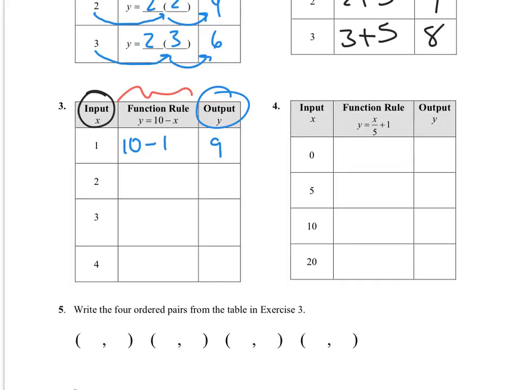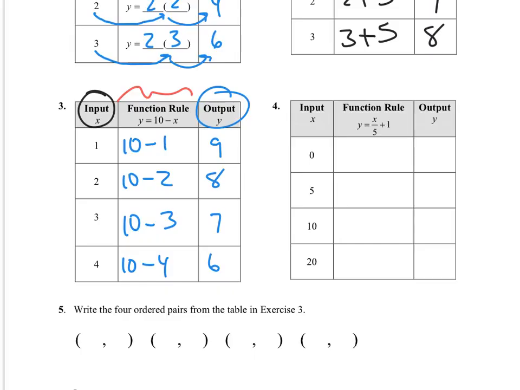Second situation, the 10 stays the same. Subtraction is still subtraction. And what value of x do they give us this time? They give us 2. So what's 10 minus 2? That's 8. Okay, third situation, 10 is still 10. Subtraction is still subtraction. And what x value are we subtracting this time? We're subtracting 3. So what's 10 minus 3? That's 7. The fourth situation, 10 is still 10. We're still subtracting. And what are we subtracting this time? We're subtracting 4, because that's the value of x they give us. So it's 10 minus 4. That's 6. Pretty straightforward. Pretty simple.